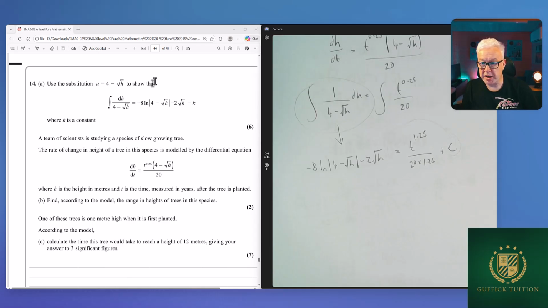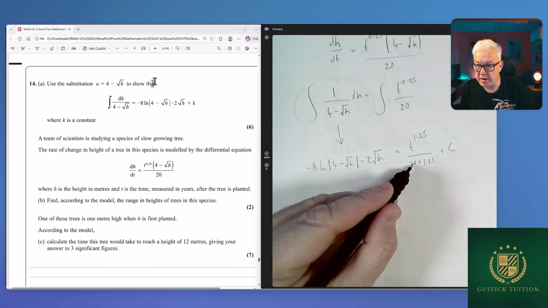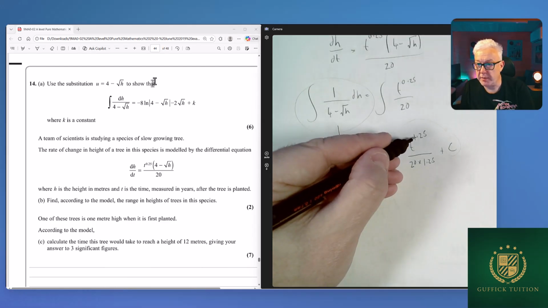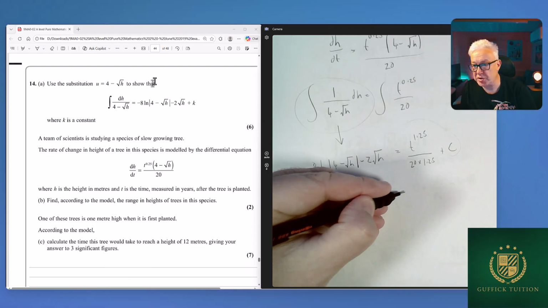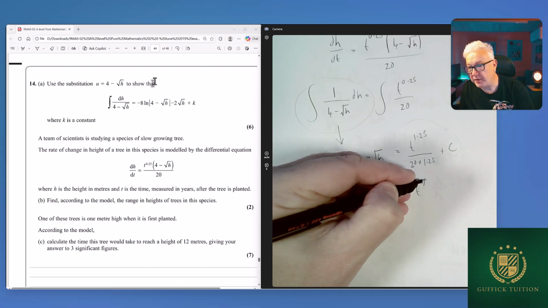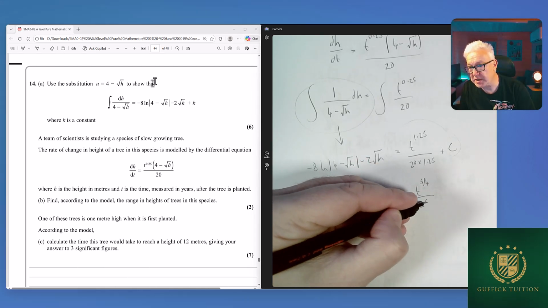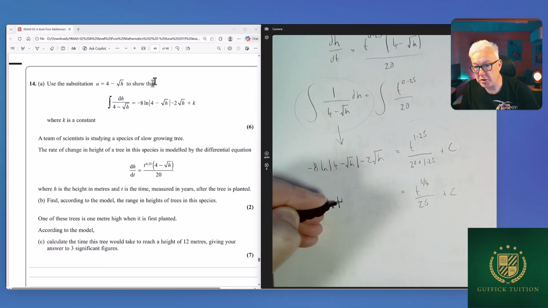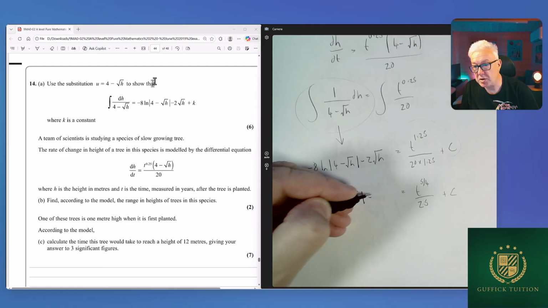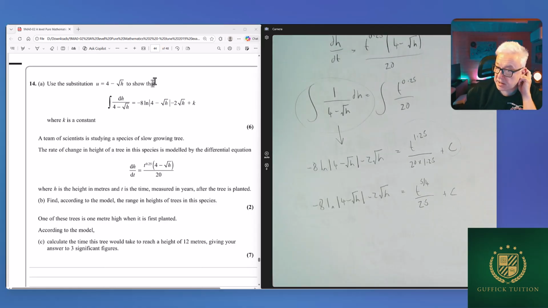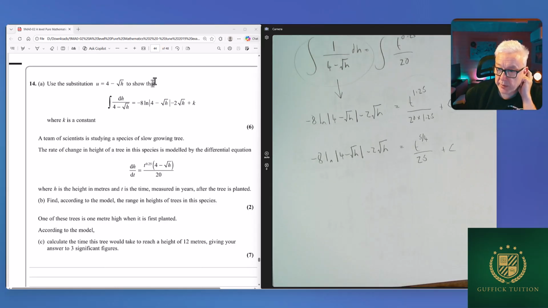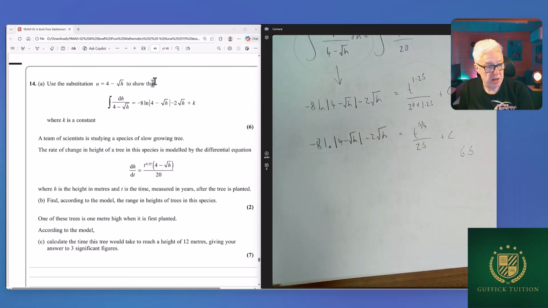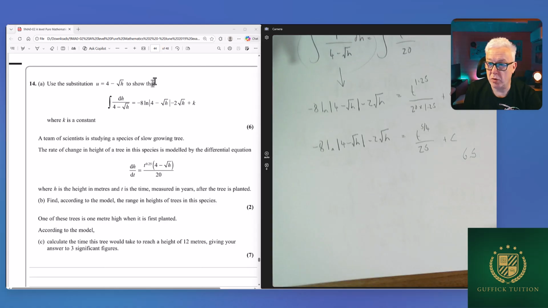So that's looking pretty good. What else can we say? We could just say that this 20 times 1.25 is going to be 25, and we could think about 1.25 as 5 over 4. So that is going to be 5 over 4, and that is going to be over 25, add c. Everything else here is the same. So minus 8 ln modulus 4 minus root h minus 2 root h. Okay, so far so good. Now this is what we would call our general solution. So if I write here GS for general solution, that's just a fancy name for when we don't know what the constant is.